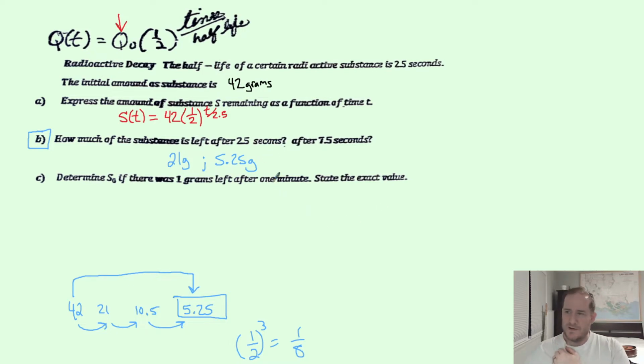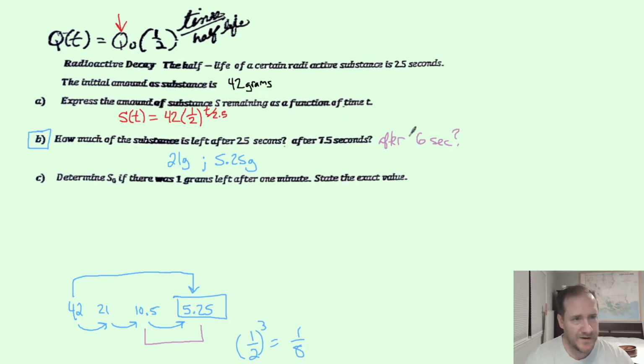So that's it. So a better question might have been, hey, how much is left after like 6 seconds? Because you know that with 6 seconds, we're going to have chopped it in half once and then twice, but not a third time. So you should be expecting an answer that falls somewhere between 10.5 and 5.25. It's not something you can just do in your head. But that's what the rule is for, right?